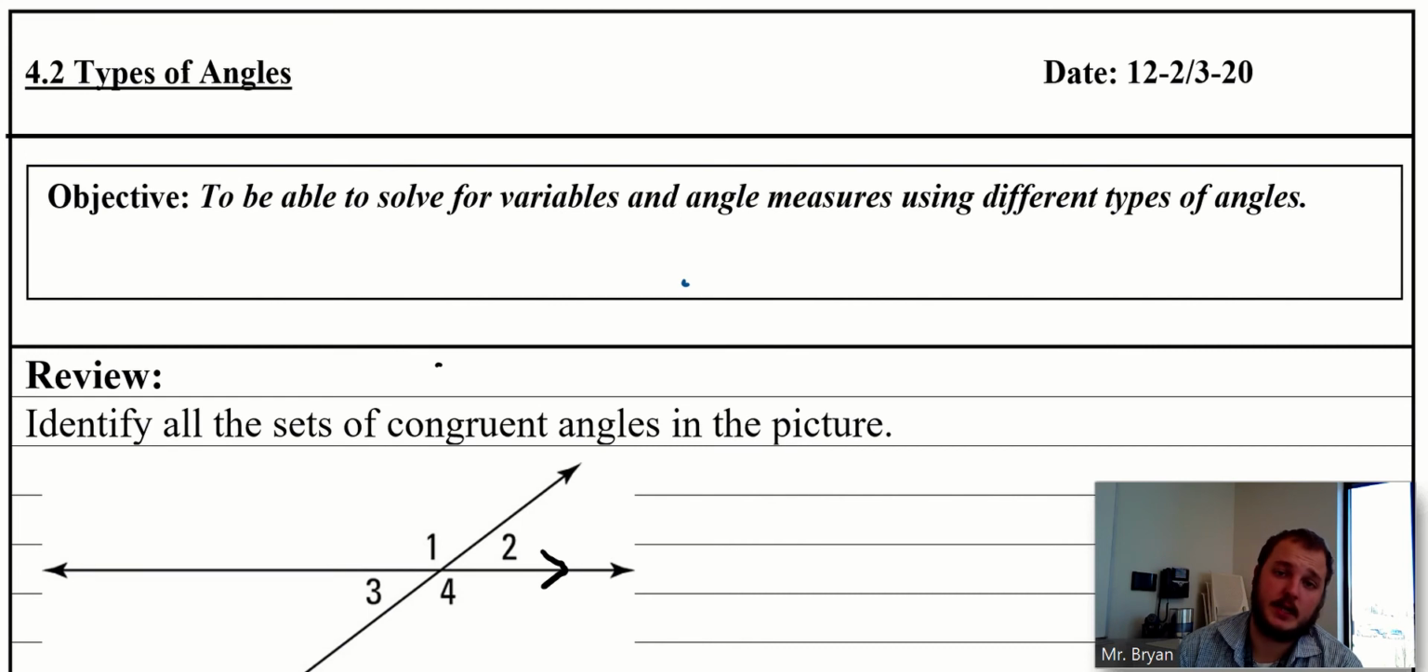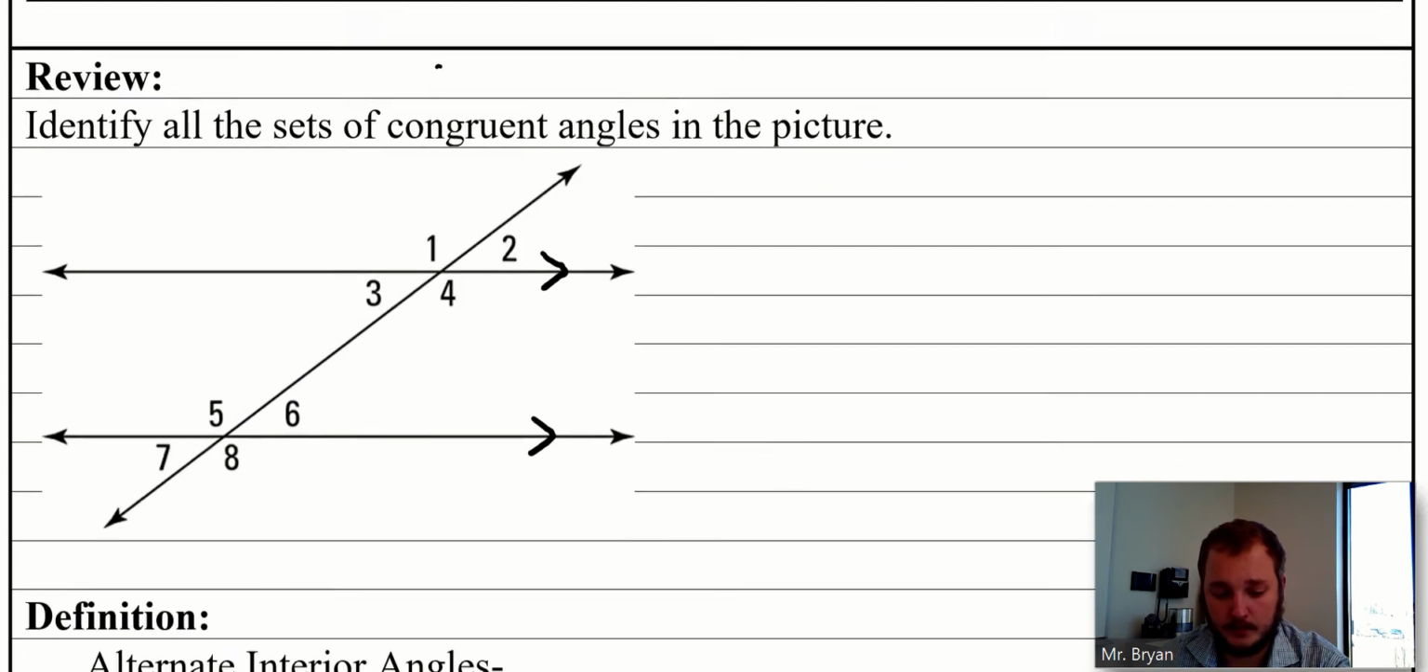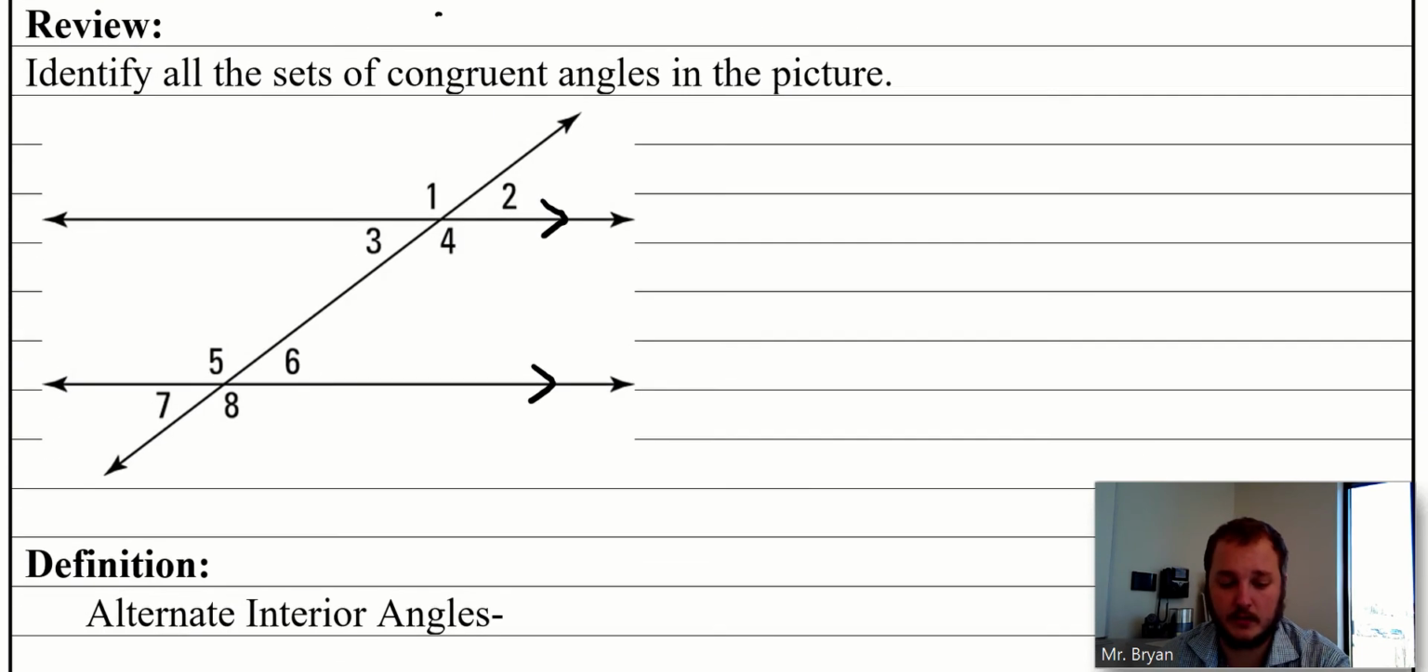So day today is the second or the third if you'd like to add that to your notes, and the objective for today is we're going to use these different types of angles to solve for different measures and different variables that we're working through with these problems here. Okay, so with that in mind, let's dive into some of this here, a little review.